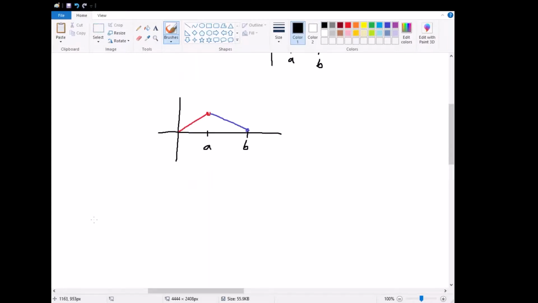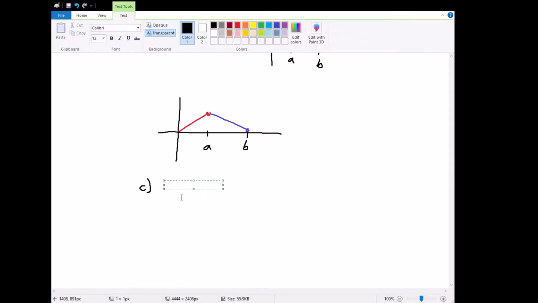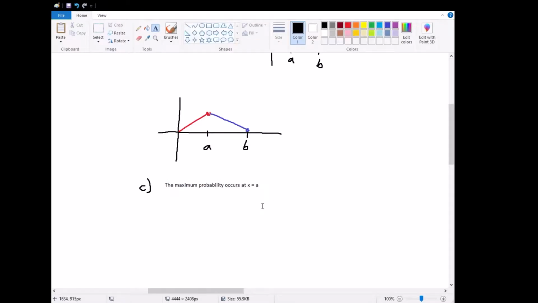So for part C, we can say that the maximum probability occurs at x equals a. What we're effectively saying is that given our initial wave function psi of x comma 0, we are most likely to find our particle in a position close to a.